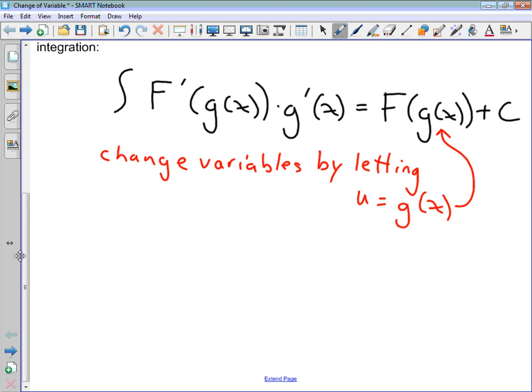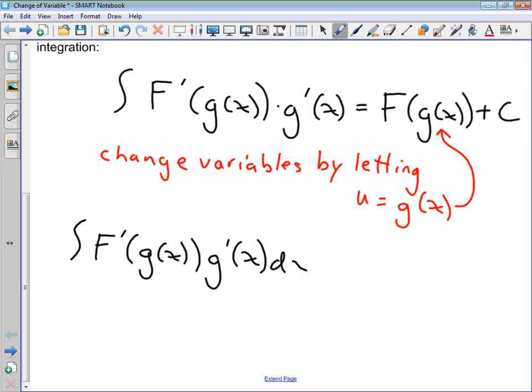So what this makes our integral look like is this. The integral of f primed at g at x times g primed at x, integrating over dx, same as up here, is going to end up being equal to some function evaluated at u. Okay? We're basically replacing this g at x by a different variable u.